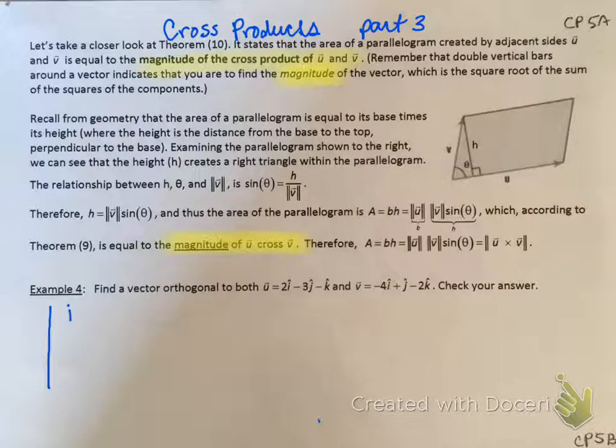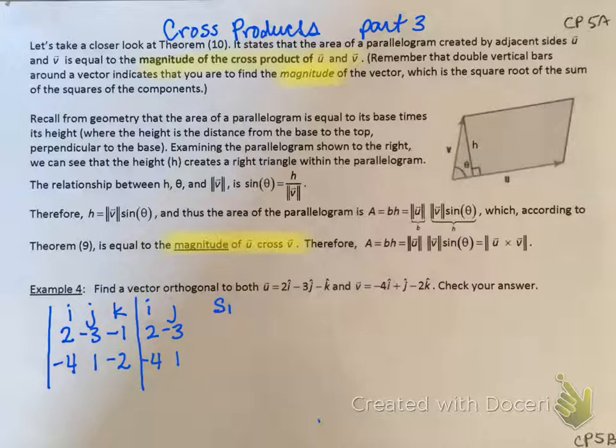So once again, i, j, k, repeat i and j. So we look at vector u, and the components for i are positive 2, for j it's negative 3, and for k it's negative 1. So I'm going to go ahead and rewrite those two. Moving on, for vector v, it's negative 4 for the i component, 1 for the j component, and negative 2 for the k component. So rewrite i and j, so I put negative 4 and 1 down here.